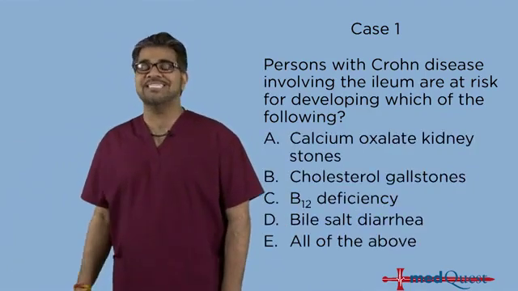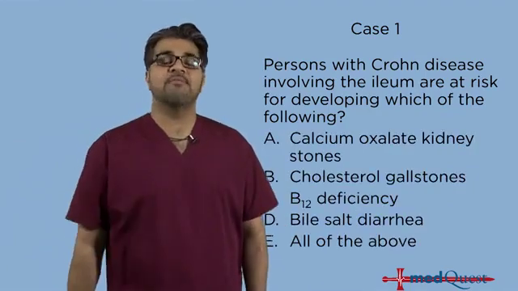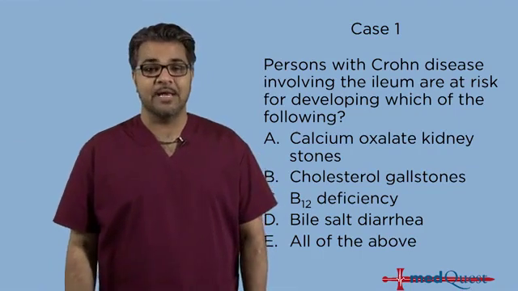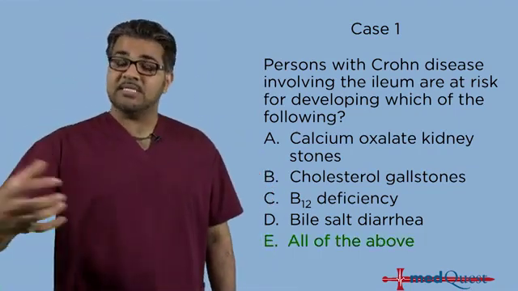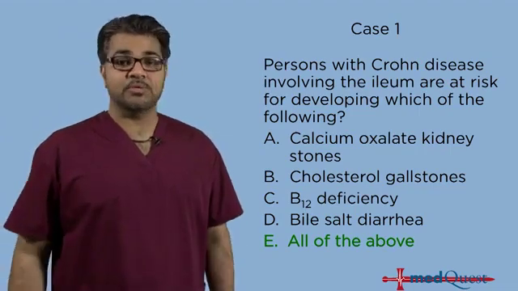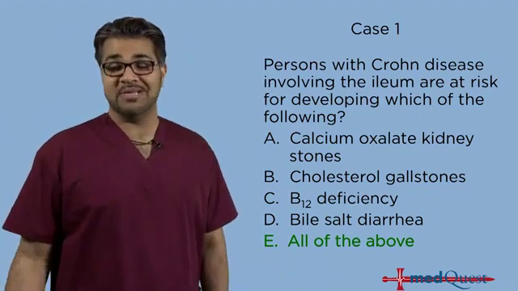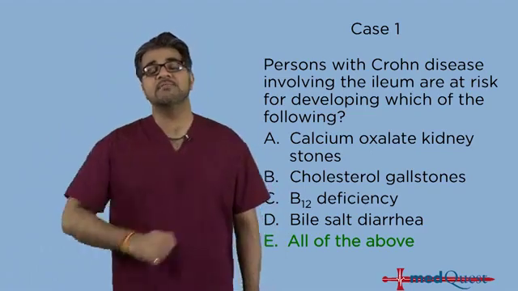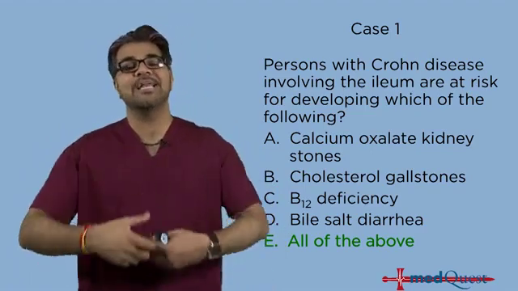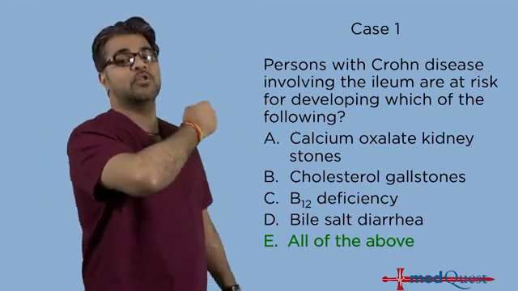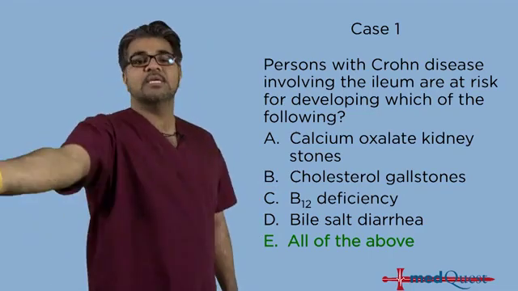A person with Crohn's disease involving the ileum is at risk for developing which of the following? Now, Crohn's disease is like in our last chapter, it's a malabsorptive phenomenon because it affects your villi. What that means is they're at risk for developing all of the above. They can develop calcium oxalate kidney stones from malabsorption, cholesterol gallstones from malabsorption, B12 deficiency from blunting of the actual villi, and bile salt diarrhea because you don't have that enterohepatic circulation to retake those bile salts out, and so they cause diarrhea.